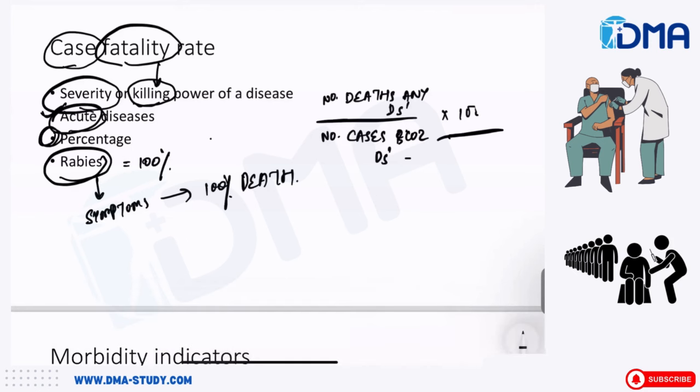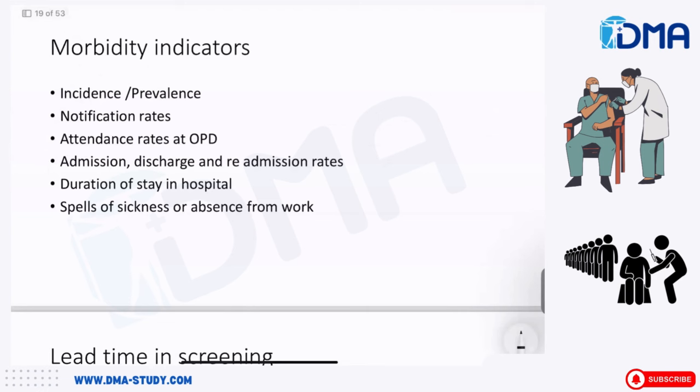Fine. So what are the 4 points which I wanted you to say is that if someone will ask you, sir, what is the severity or killing power of a disease? It is called as case fatality rate. So it is expressed in percentage and it is usually used for acute diseases. And the case fatality rate of rabies is 100%. You have to remember this. For rabies, it is 100%.